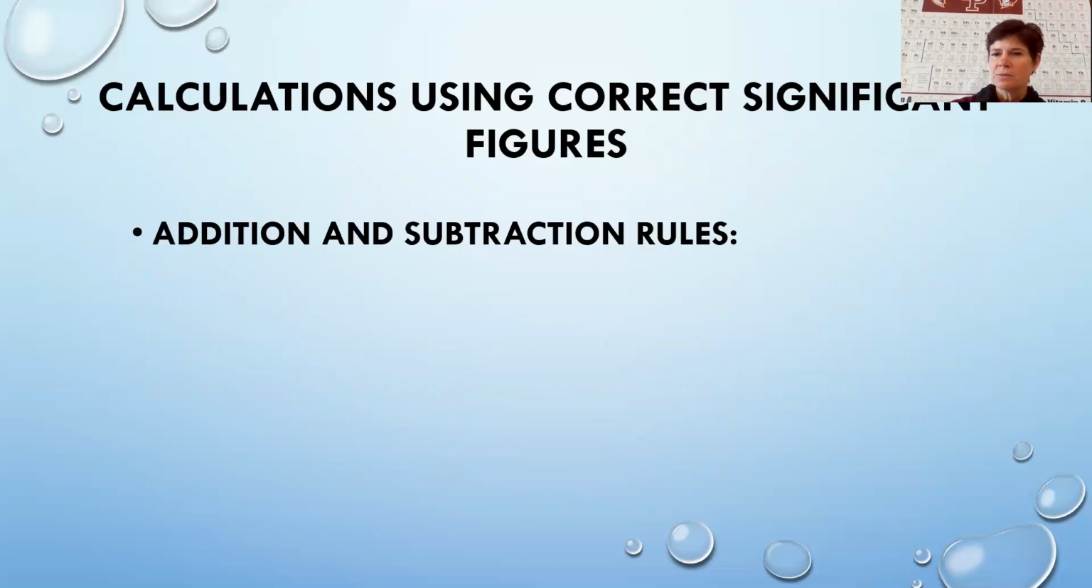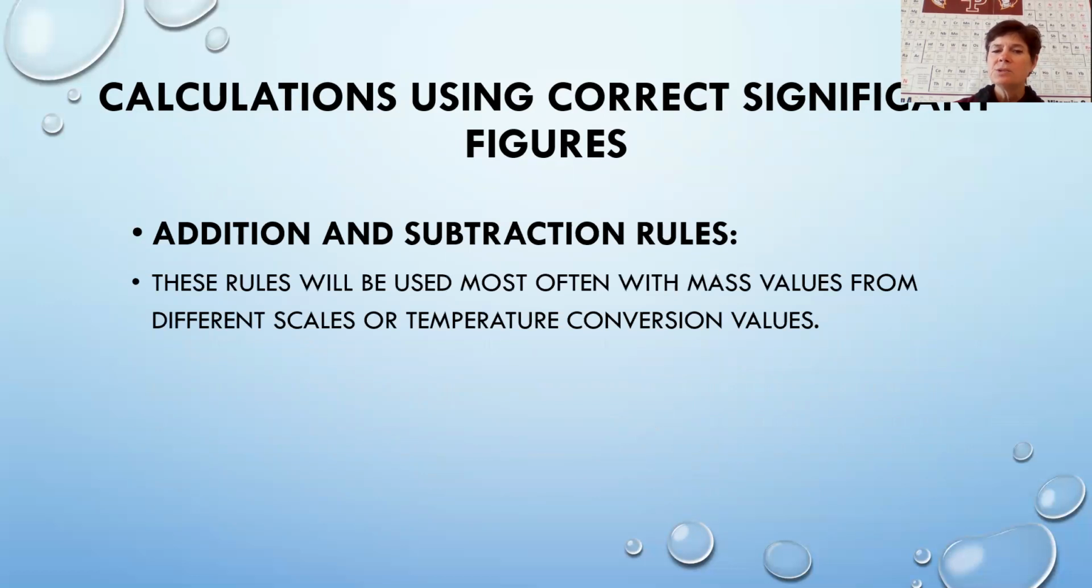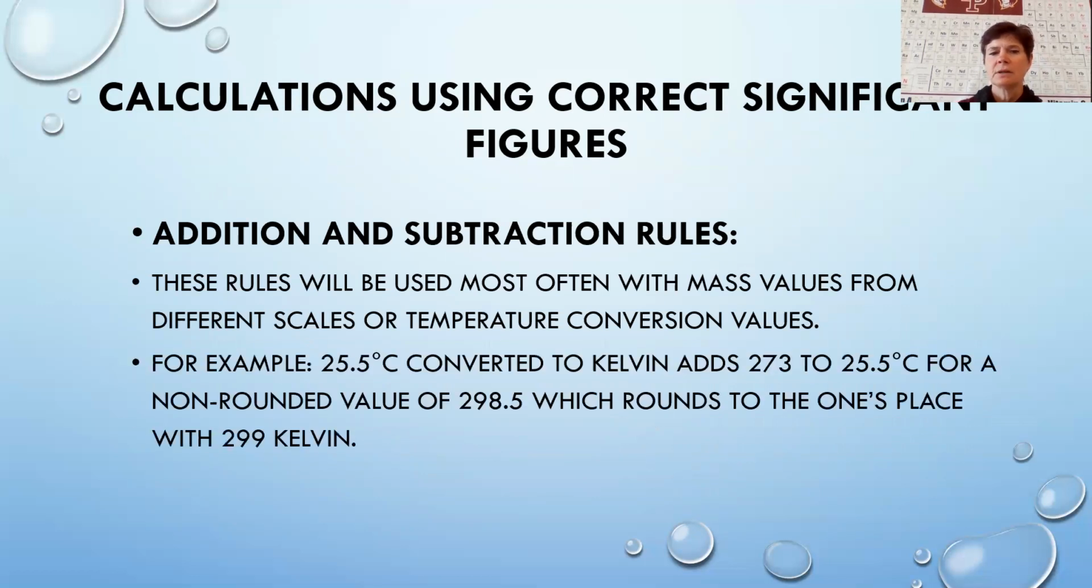Addition and subtraction rules continued. These rules will be used most often with mass values from different scales or temperature conversion values. For example, if we have 25.5 degrees C converted to Kelvin, we add 273 to the 25.5 degrees, for a non-rounded value of 298.5, which rounds to the ones place with 299 Kelvin.